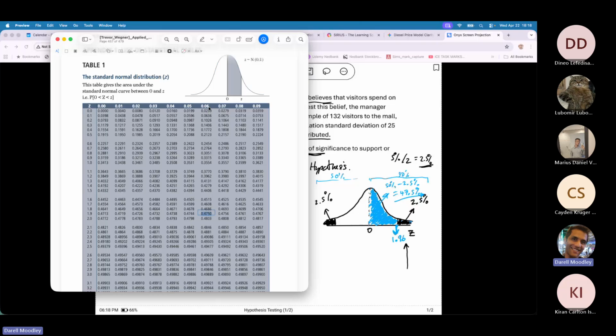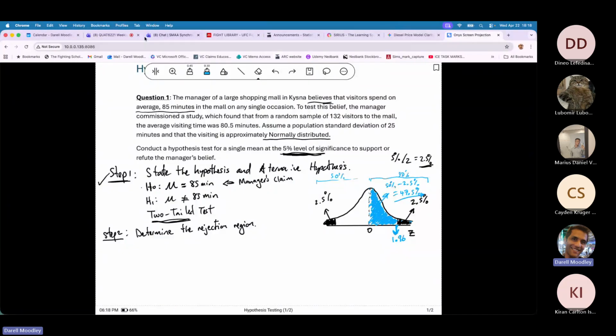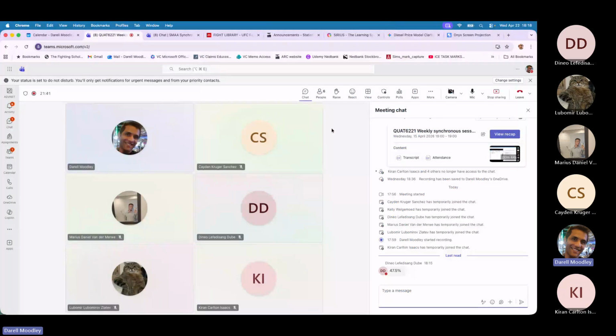Okay, does everyone understand that? Everyone understand how you got the 1.96? It's extremely important you do. I'm not getting any questions, so I'm just going to assume that you do. Okay, please let me know otherwise.